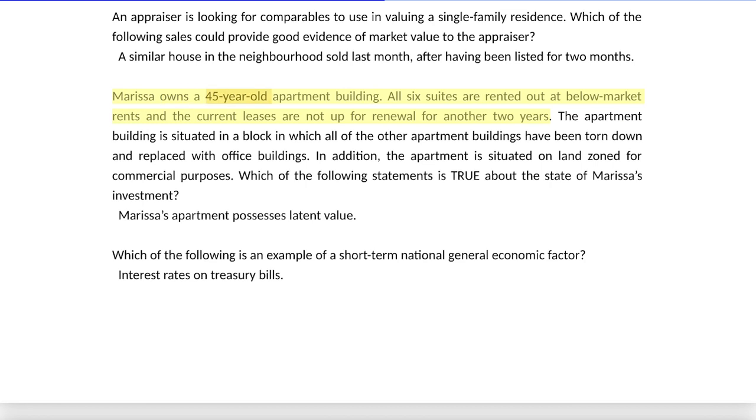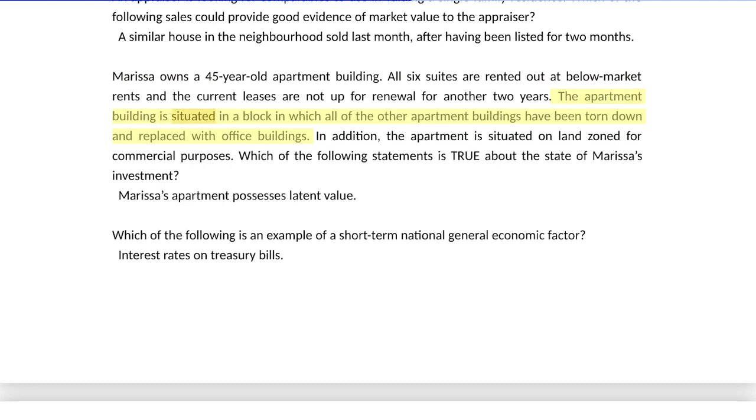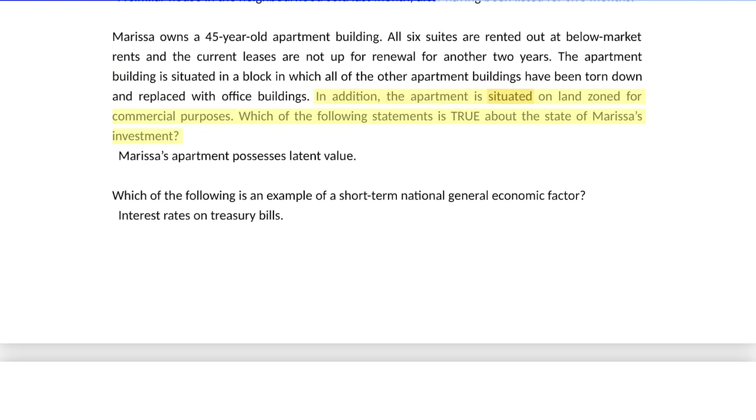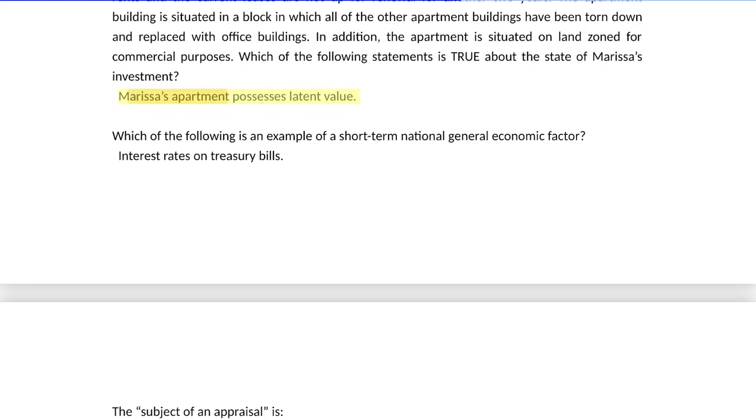Marissa owns a 45-year-old apartment building. All 6 suites are rented out at below-market rents, and the current leases are not up for renewal for another 2 years. The apartment building is situated in a block in which all of the other apartment buildings have been torn down and replaced with office buildings. In addition, the apartment is situated on land zoned for commercial purposes. Which of the following statements is true about the state of Marissa's investment? Marissa's apartment possesses latent value.